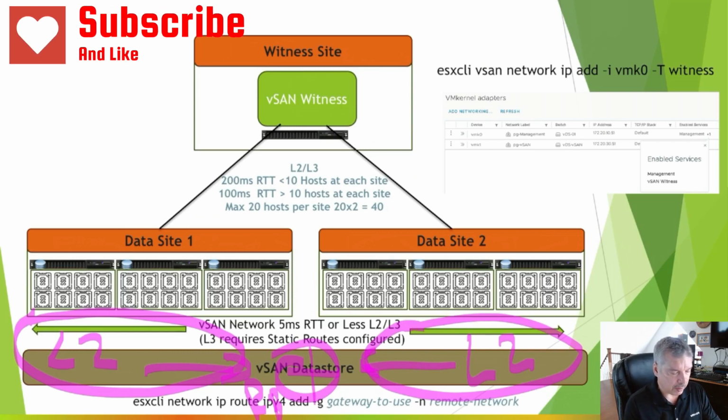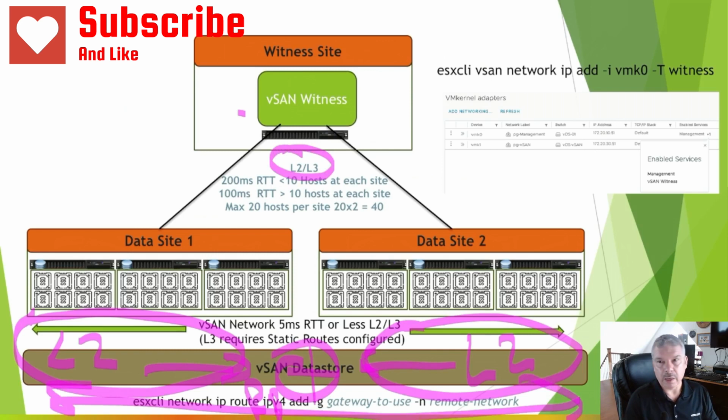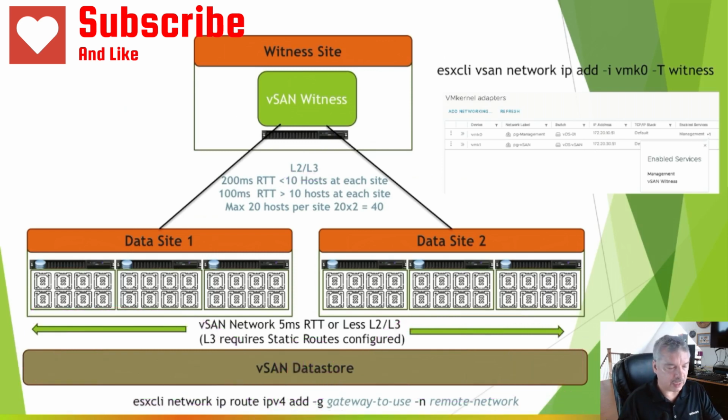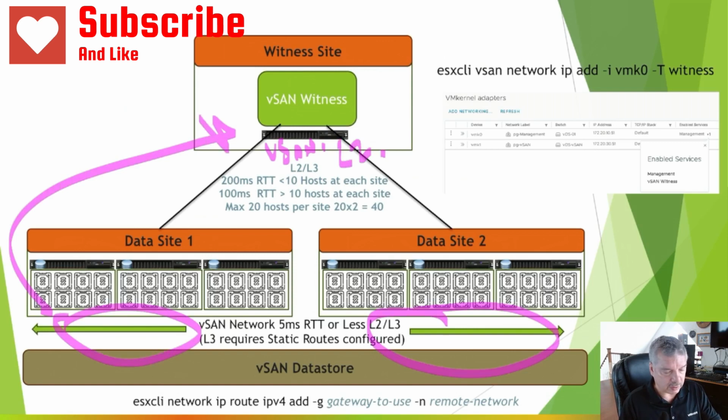Now, same thing here with the witness. Notice it says layer 2 or layer 3. Again, this witness could be on the same subnet as your vSAN network here. All right. In my demo, that's exactly what I'm going to do. But probably in the real world, it's not going to be the case. The vSAN witness network over here could be on a different layer 2 network. And you're going to have routing from this network and that network over to here.